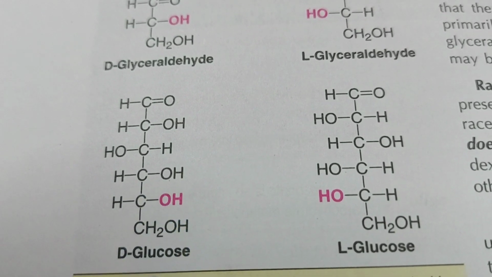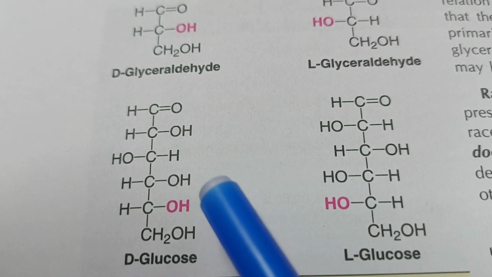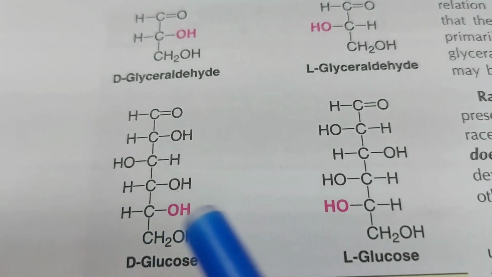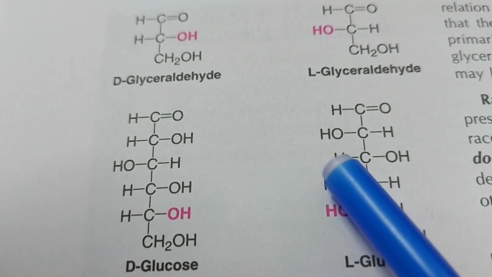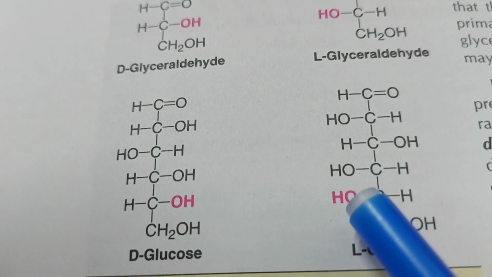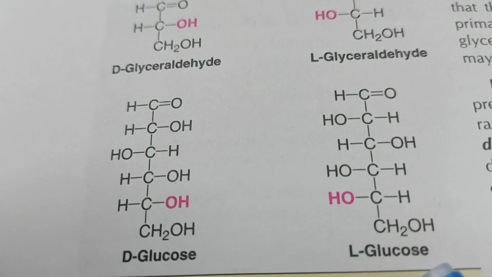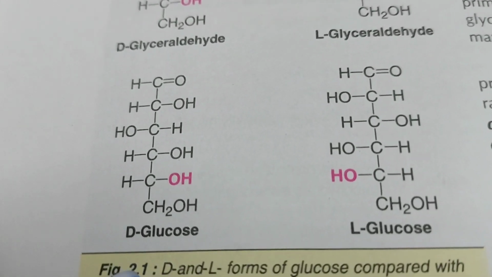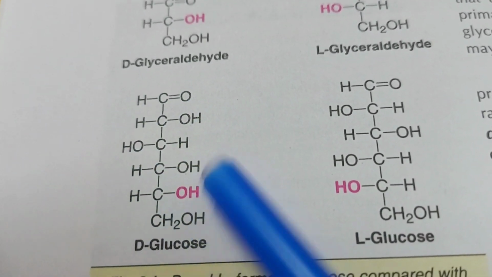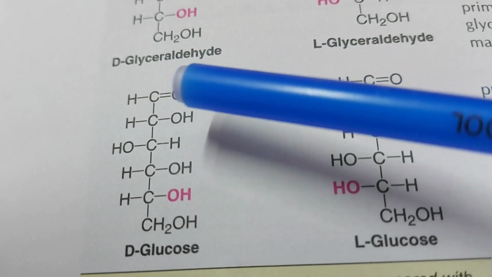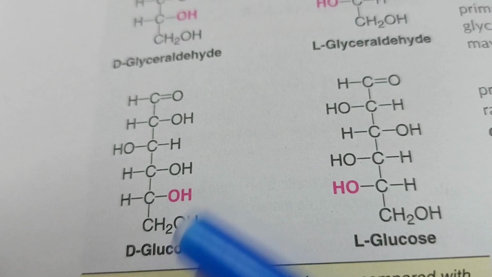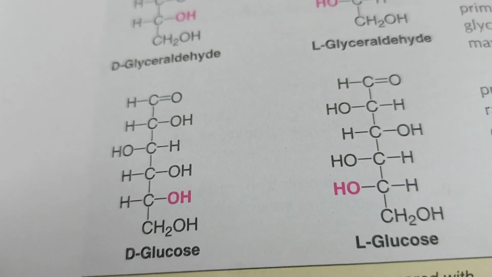So it is D-glucose when the hydroxyl group is attached on the right side of the fifth carbon of glucose, and when the hydroxyl group is attached on the left side of the fifth carbon of glucose, it is known as L-glucose. In nature, D-glucose is abundant. This is the long chain structure of glucose.